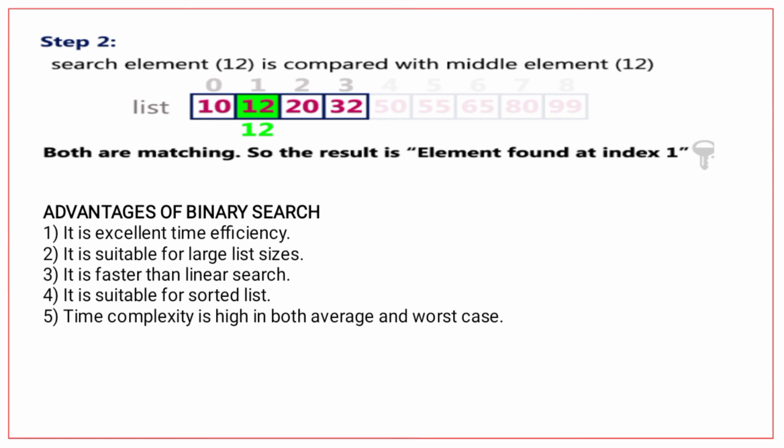So what are the advantages of binary search? The first, it has excellent time efficiency. Second benefit, it is suitable for large list sizes. Third benefit, it is faster than linear search. Fourth benefit, it is suitable for sorted list. And fifth benefit is time complexity is high in both average and worst cases.